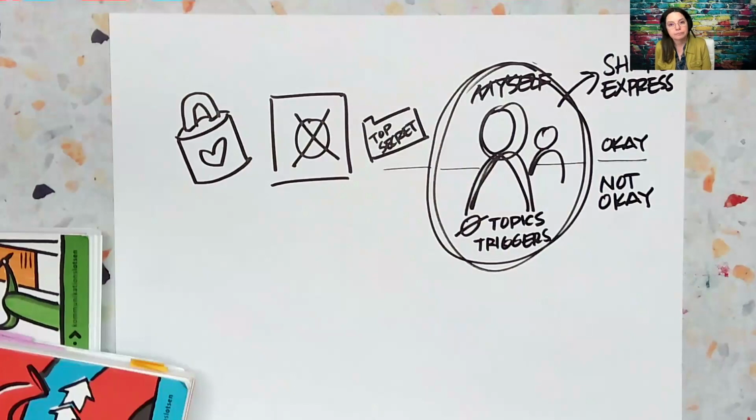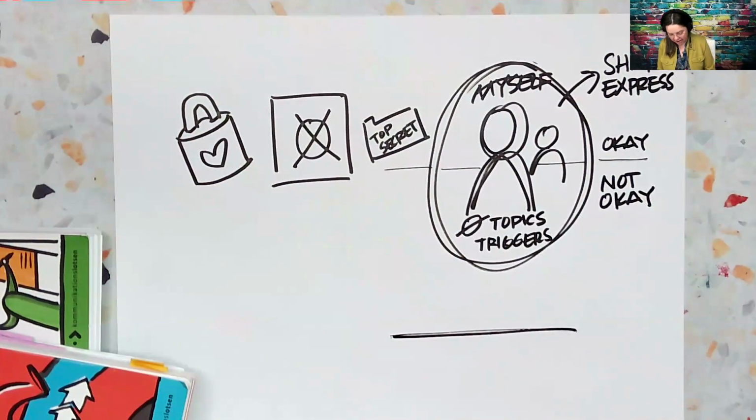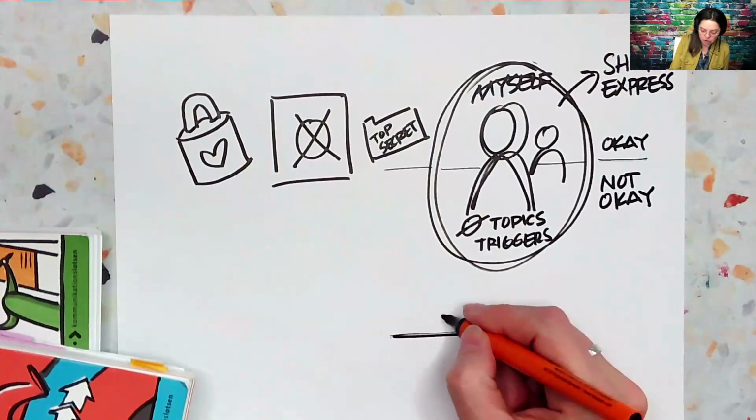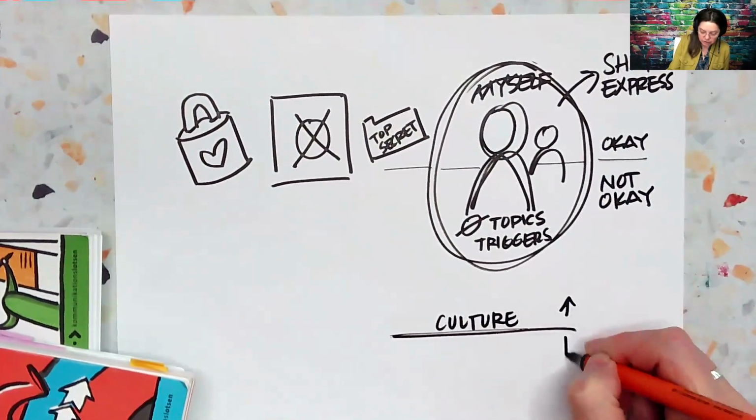I love that. It's like let's decide together what's okay and what's not okay. Exactly. And sometimes that's just a line. You know, it's literally a line. I've seen it used a lot. We do it in culture. We say, okay, when it comes to our culture and behaviors, what's above the line, what's below the line.